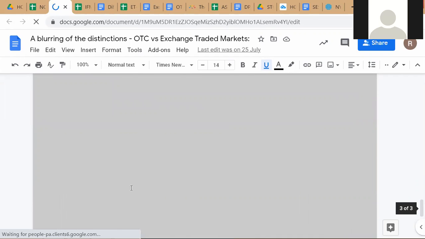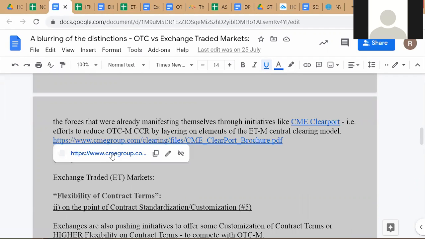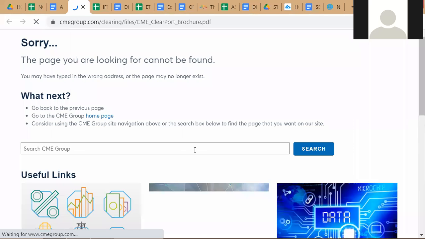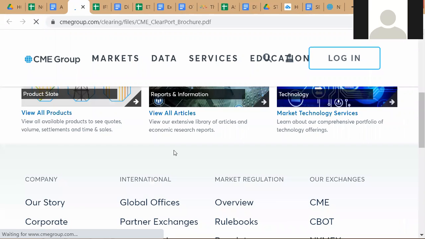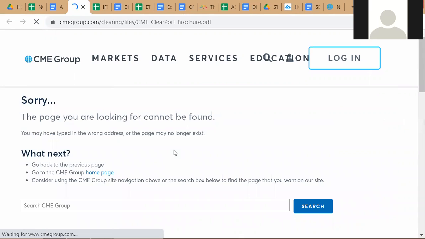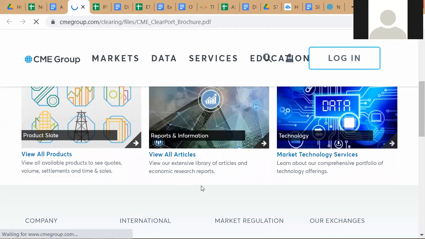You're probably referring to this image. I know what you're referring to, this one, the Clearport brochure. But that's an ET market. We have not come to that yet, okay? They have changed it now. The link is dead now actually, so we'll have to find it later on.